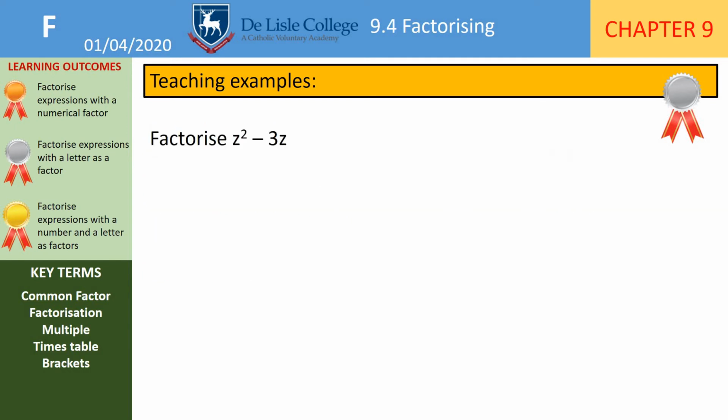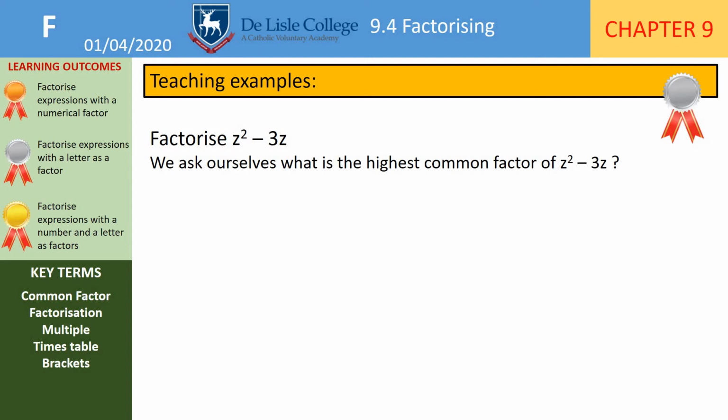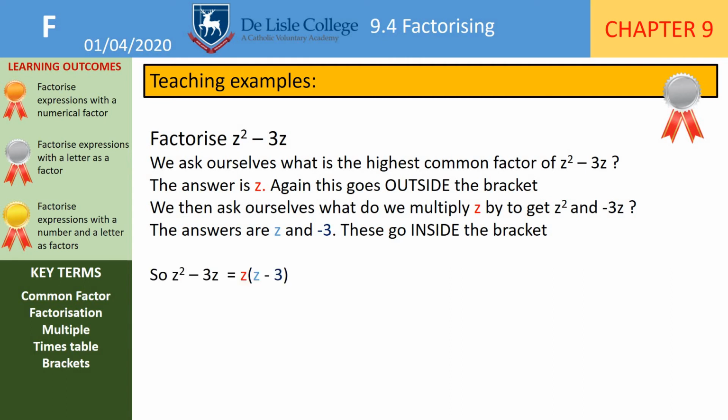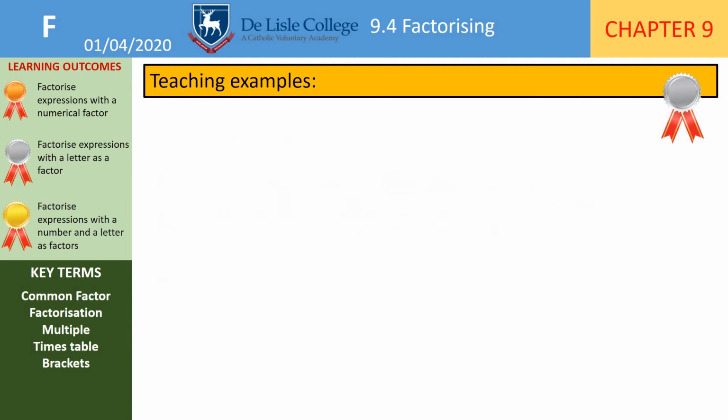Example 2, factorising z squared minus 3z. We ask ourselves, what's the highest common factor of z squared and minus 3z? The answer is z. It's the only thing that goes into both of them. This goes outside the brackets. So we ask ourselves to get what goes inside, what do we multiply the z by to get z squared and minus 3z? Our answers are z and minus 3. They go inside the bracket. So z squared minus 3z is z brackets z minus 3 close brackets.